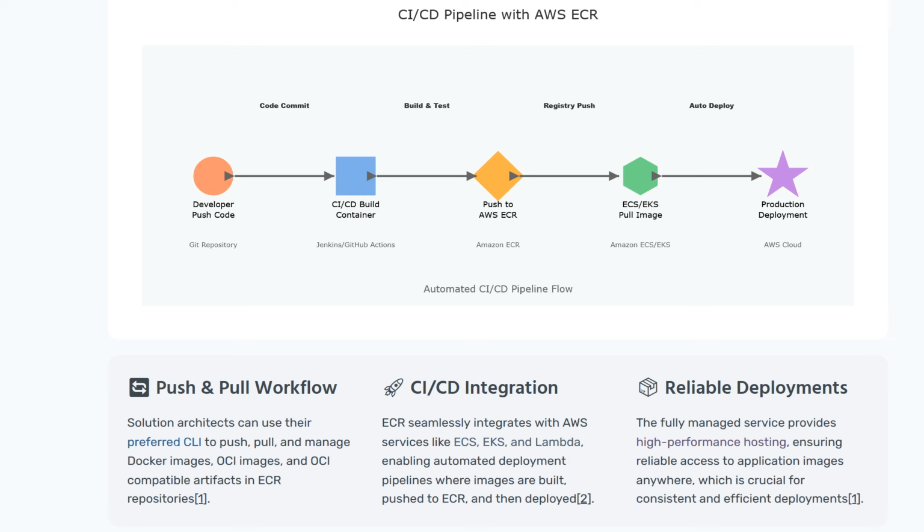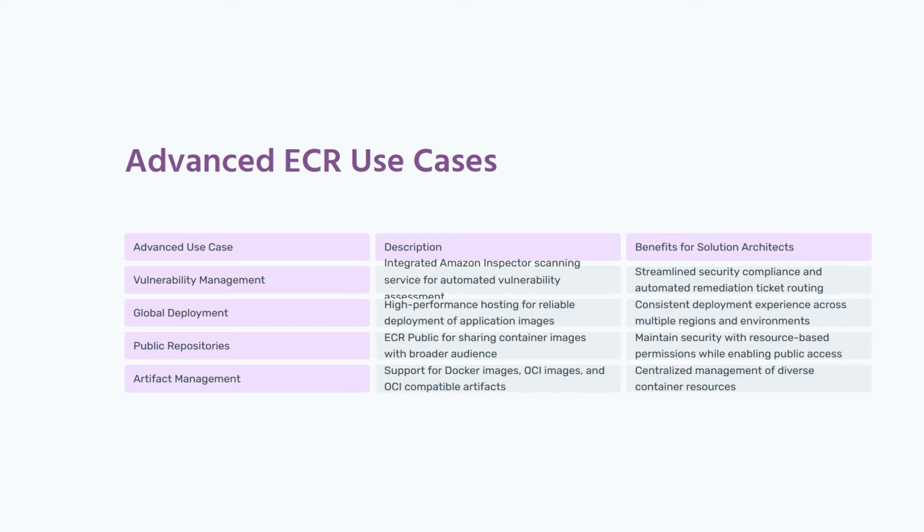So a solution architect can use their preferred CLI to push, pull, and manage Docker and OCI images. ECR is seamlessly integrated with AWS services such as Lambda, ECS, and EKS, and then you deploy them in the actual production environment. That's how it works in the workflow.